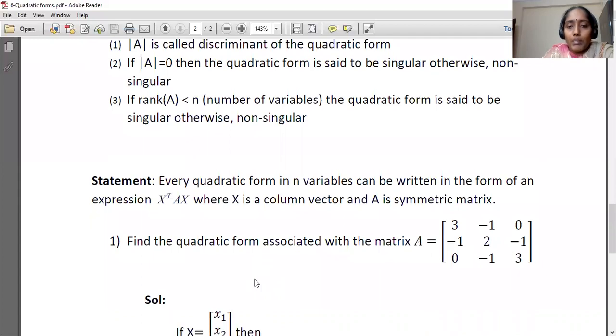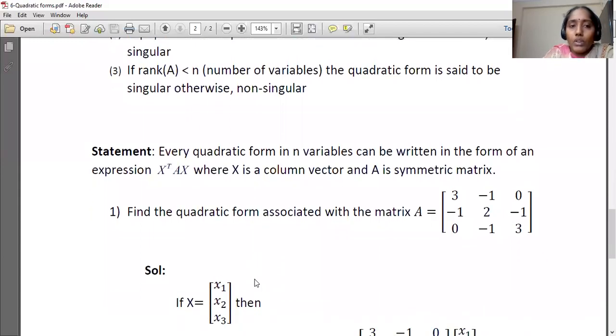Now we go through an example. Every quadratic form in any number of variables can be expressed in terms of a symmetric matrix as x transpose A x. Now find the quadratic form associated with the matrix A with rows 3, −1, 0; −1, 2, −1; 0, −1, 3.